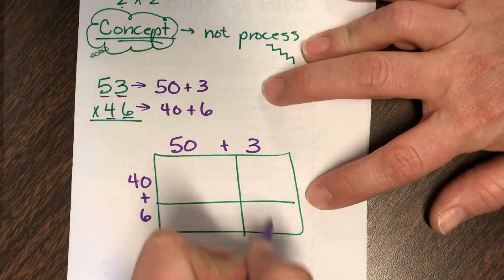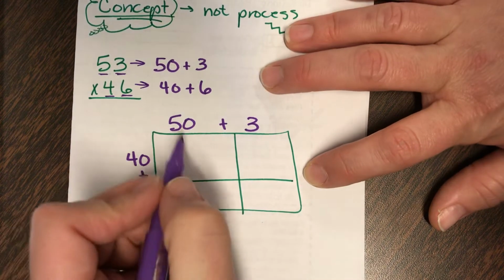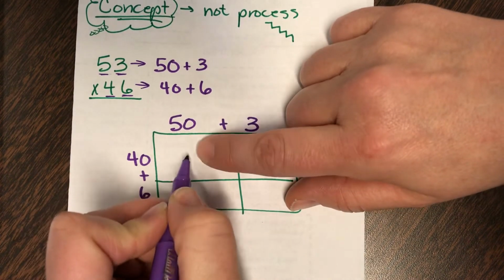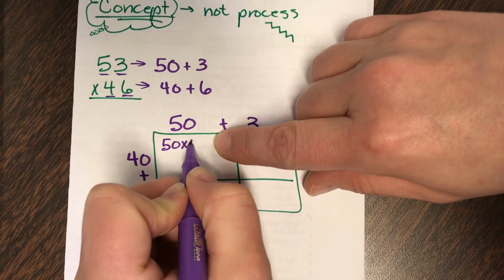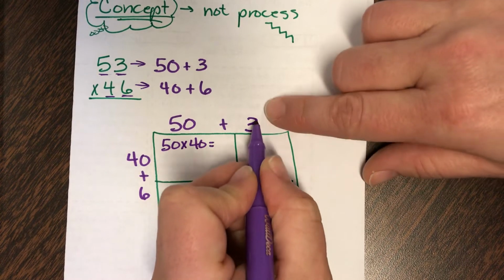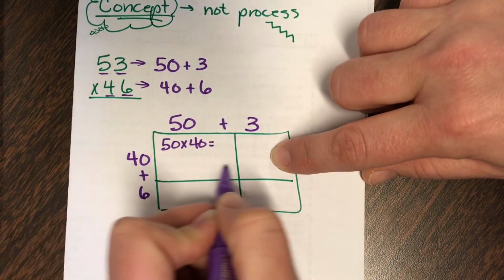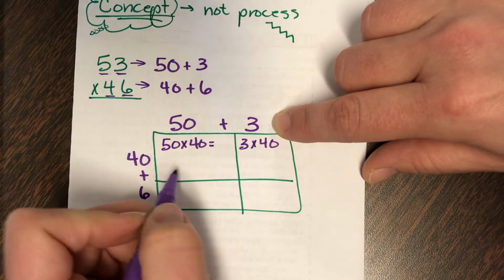So with these boxes, now we've broken down our multiplication into smaller steps. So in this first box, since we have 50 at the top and 40 on the side, this box is going to be 50 times 40. This box, since there's a 3 on top and a 40 on the side, it will be 3 times 40.